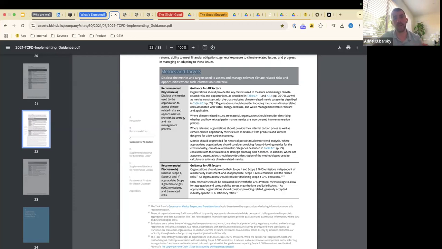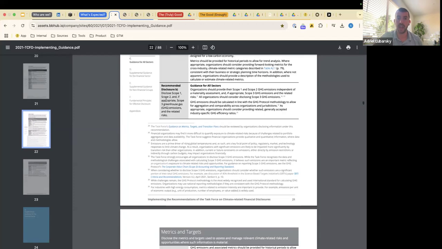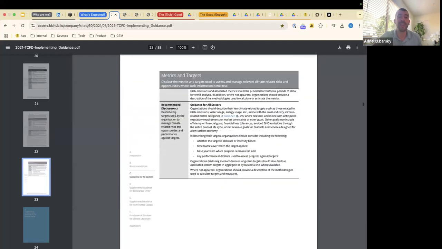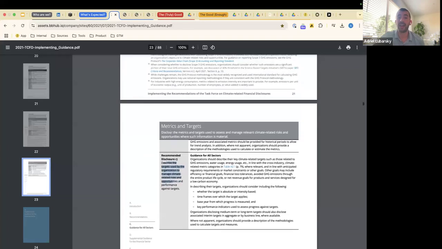So in the metrics and targets section, these are questions 9, 10, and 11 in a traditional climate risk disclosure. They ask you to describe the metrics used by the organization to assess risks and opportunities. They ask you to disclose your scope 1, 2, 3 emissions. Pretty bluntly, they ask you for that. And then they ask you for the targets used to manage these risks and opportunities.